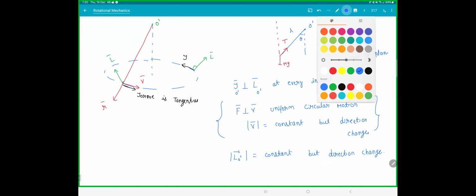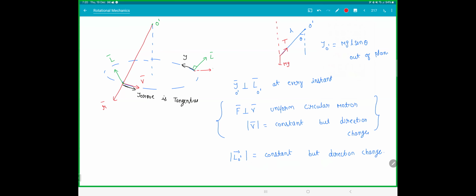And not only that, if you look at the components also, this is one component, this is L parallel, and this is L perpendicular. This guy is changing, and this guy is constant. So even within the angular momentum, there are two components. One component is changing and one component is constant. This is a component parallel to mg. I'll just call it L parallel. This, let's call it L perpendicular. This is perpendicular to mg.